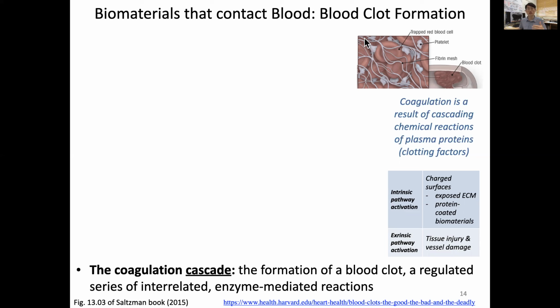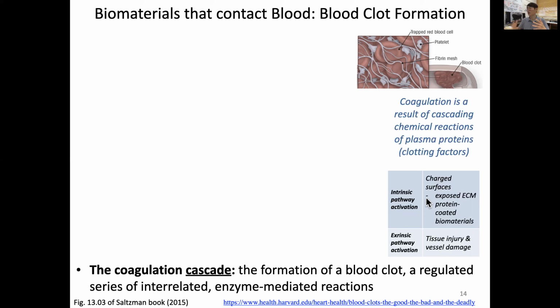There are two causes. One is the intrinsic pathway and the other is the extrinsic pathway. The intrinsic pathway is caused by a charged surface, such as exposed extracellular matrix. Usually the blood flows inside a vessel, so that's covered by endothelium. But for some reason, if the endothelium is gone, and the underlying basement membrane, extracellular matrix, is exposed, that can trigger this blood clotting, because that's an indication.